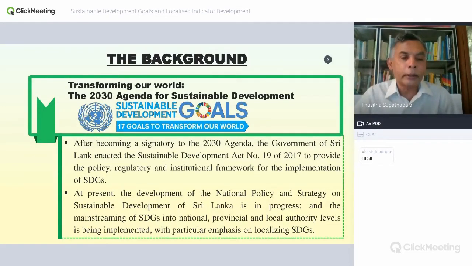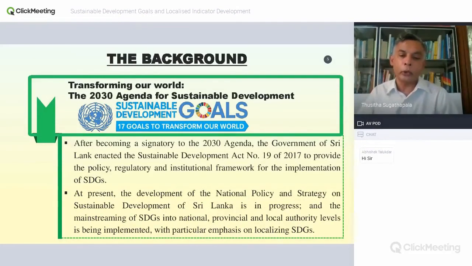So basically, we are looking at mainstreaming SDGs into all levels of institutions, like the levels of governance, national, provincial, and local authority levels, and especially looking at localization of SDGs. That's a very important element in this whole process.